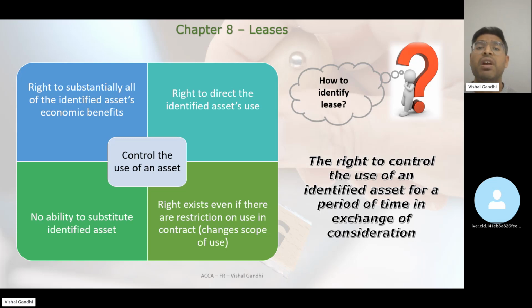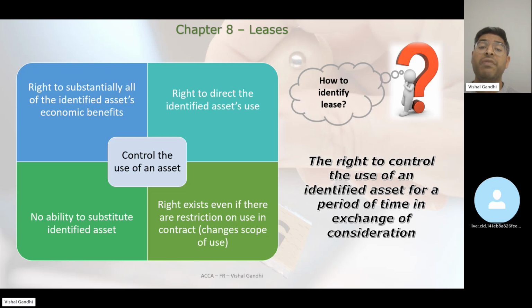Economic benefits could be monetary benefits, could be non-monetary benefits. Like if it's a building, the building itself doesn't earn any income. If it is an office, it doesn't earn any income on its own, right? But since in the office people work, do the business, and then earn the money, right? So if a building is on a lease, whatever are the benefits of that building, lessee should get all those benefits. That is the first thing.